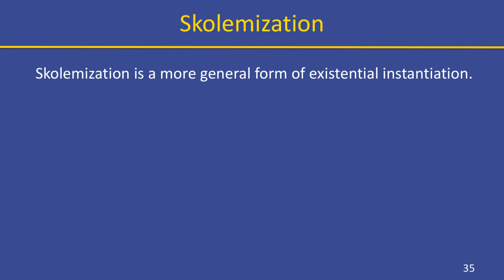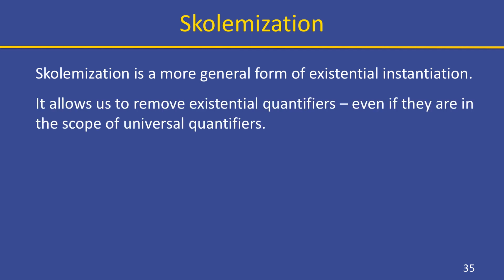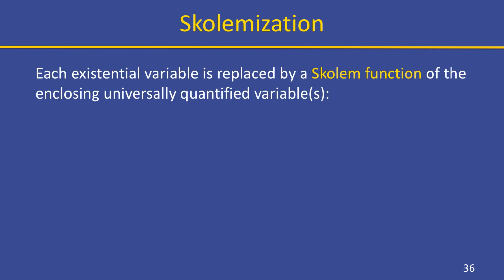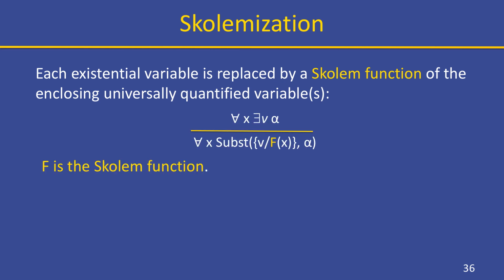This process is called Skolemization. It's a more general form of existential instantiation. It allows us to remove existential quantifiers even when they are in the scope of universal quantifiers. So each existential variable is replaced by a Skolem function of the enclosing universally quantified variable. Note that we could have more than one variable there.